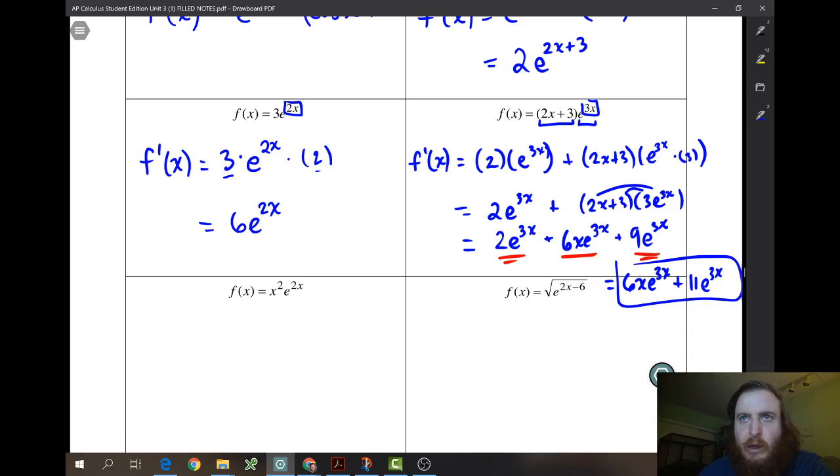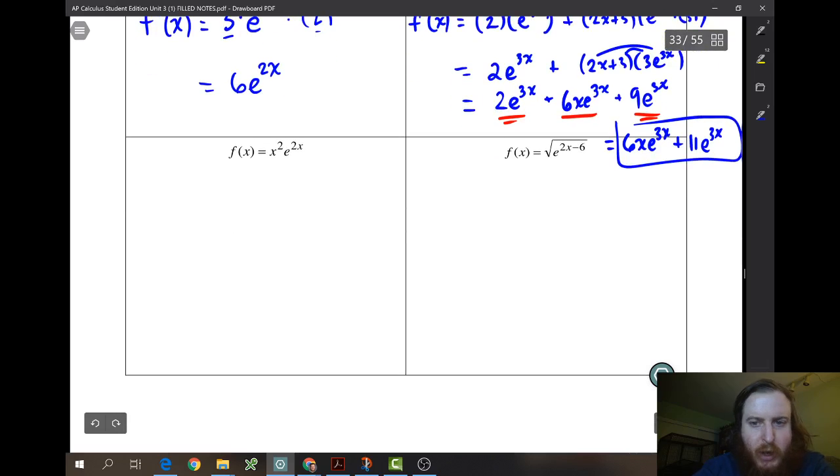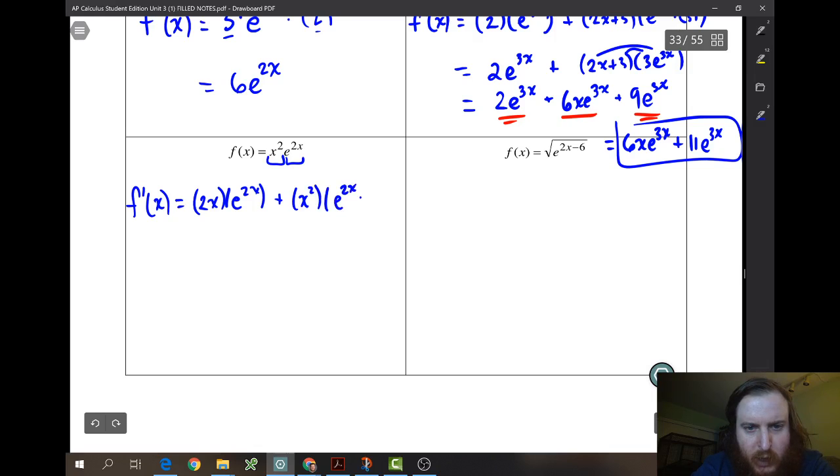Okay. Next one, again, will be a product rule, and we know it's a product rule because we see two x's next to each other being multiplied. So f prime of x, derivative of x squared is 2x. We leave our e to the 2x second part alone. Then plus, now we leave the first part alone. And the derivative of e to the 2x is e to the 2x times 2.